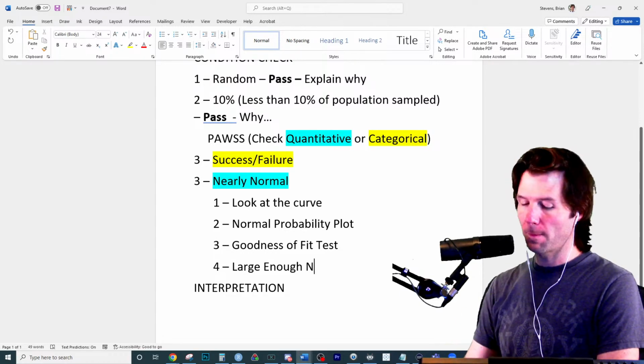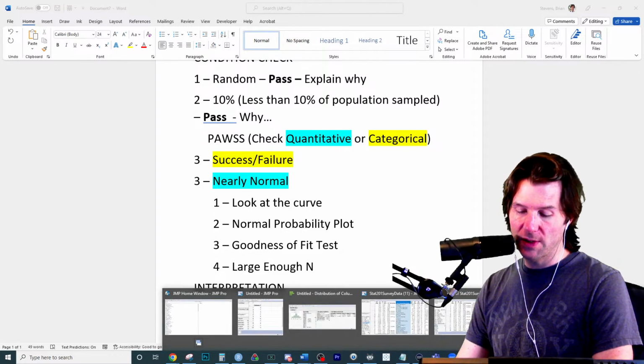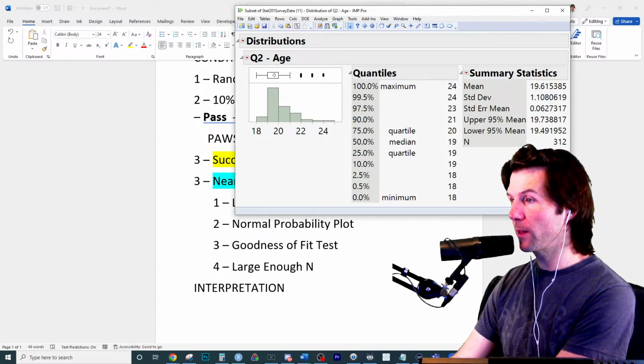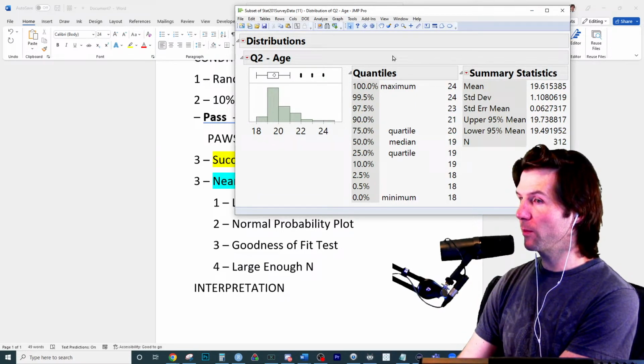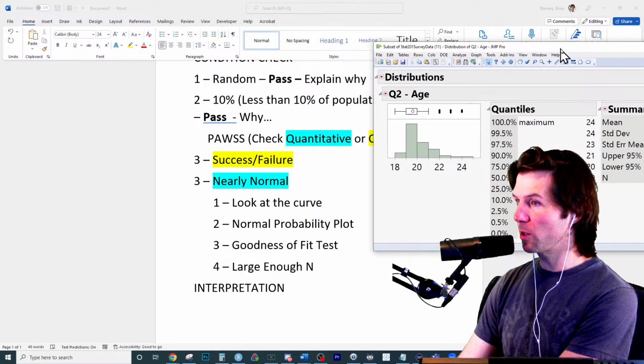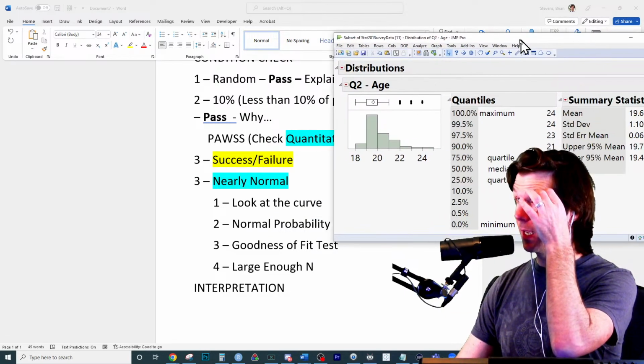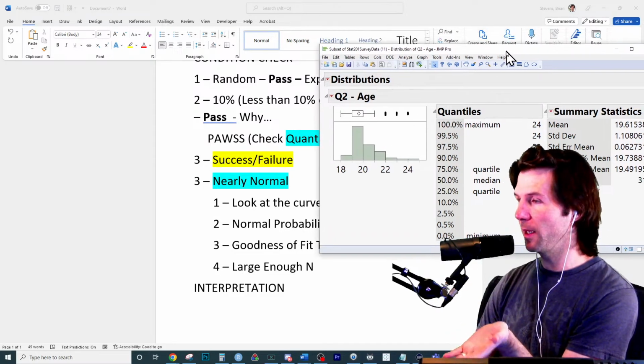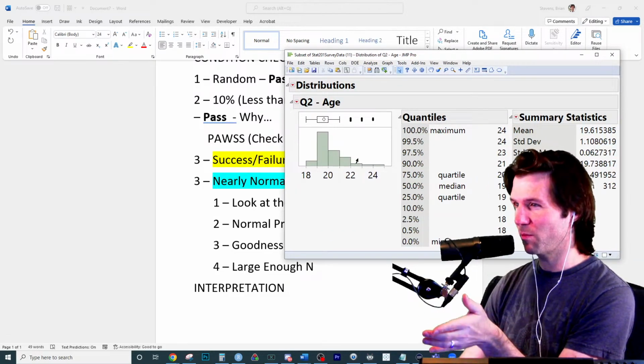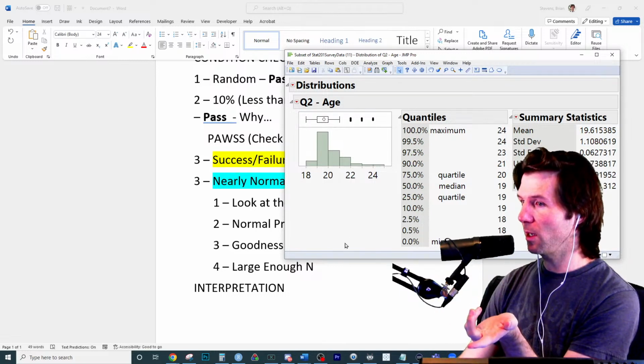Let's try that right here. We have a very large sample size. We have a sample size of 312. So if you remember from large enough N, the distribution will be nearly normal for the mean if N is large enough, and we only need, if it's skewed a little bit, a sample size of 25. Even if I say this is pretty skewed, I need a sample size of 100.